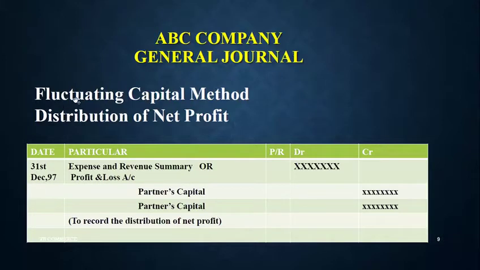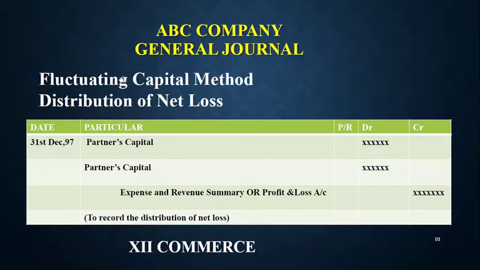In fluctuating, we use the term capital, and whenever we have the fluctuating capital method with net profit, we credit the capital. Clear? This is again your fluctuating capital method, where we use the word capital, and whenever we have a net loss, we always debit it. Capital will be debited, because a loss is deducted from capital, that's why.